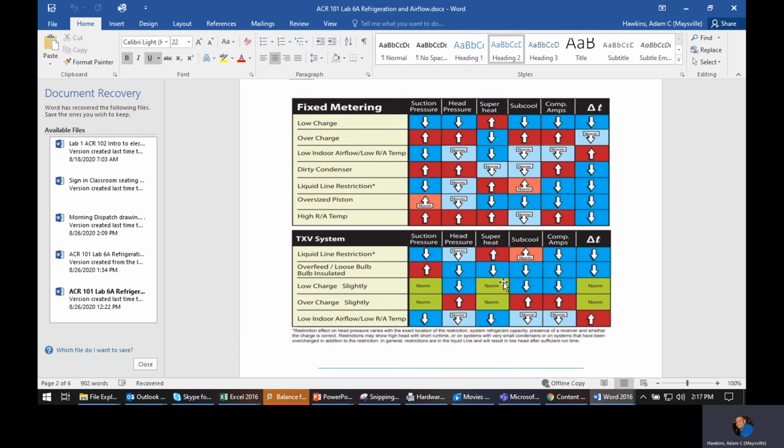And the same thing if it's overcharged. If it's overcharged, it can just close down a little bit and allow less in to try to maintain that constant 8 to 12 degree superheat that it wants. Doesn't mean it's always going to do that.